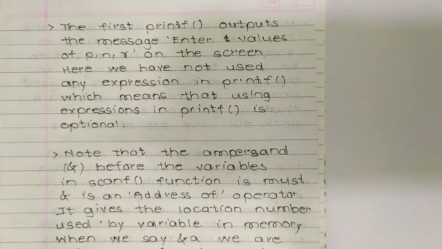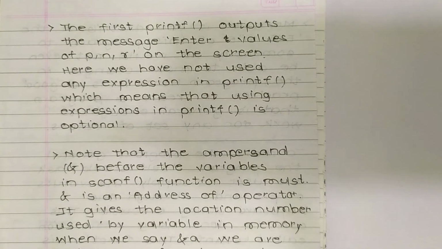The first printf outputs the message "Enter values of p, n, r" on the screen. Here we have not used any expression in printf, which means that using an expression in printf is optional. That means first it is asking for entering values on screen.